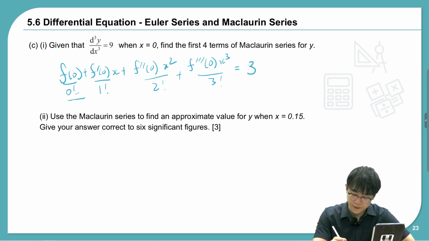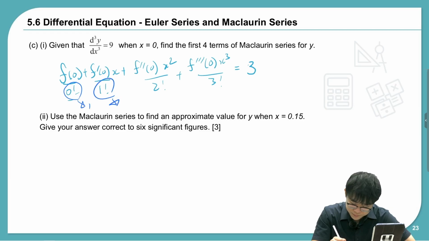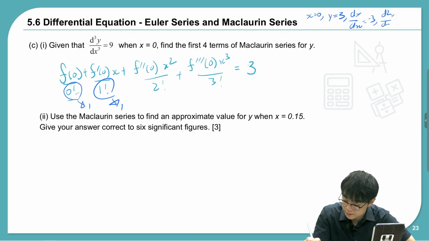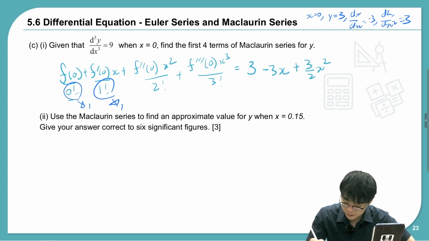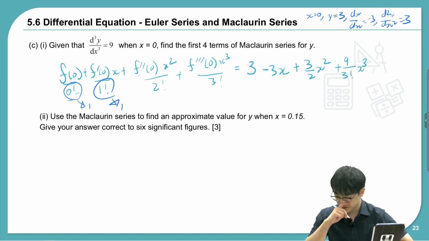Right, and by the way, 0 factorial and 1 factorial are both 1. So for your reference, this is 1, this is 1. We had x is 0, y is 3, dy over dx is negative 3, and d squared y over dx squared was 3 from earlier. So we get 3 minus 3x plus 3 over 2x squared plus 9 over 3 factorial x cubed. So that would be the first 4 terms.